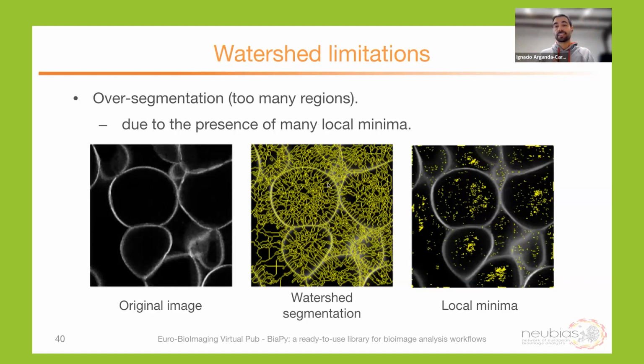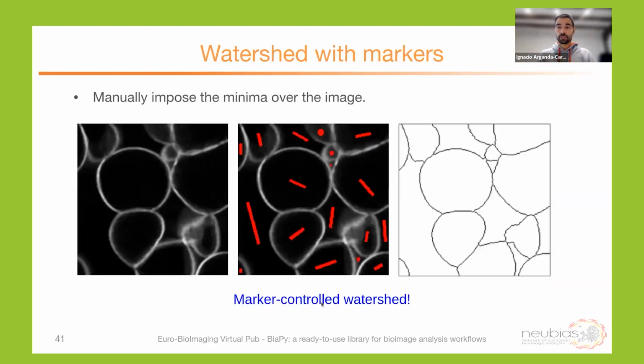Of course, this is something old, so they came up with a solution that is called marker-controlled watershed, where instead of calculating local minima, you impose from which pixels or voxels you're going to run the watershed, the flooding. So you have hopefully the perfect markers for every object, one marker per object, and you're going to end up with a perfect segmentation. How do we do this? We'll see next.